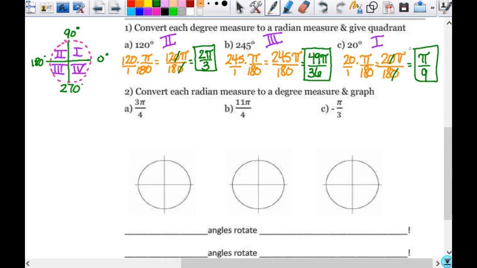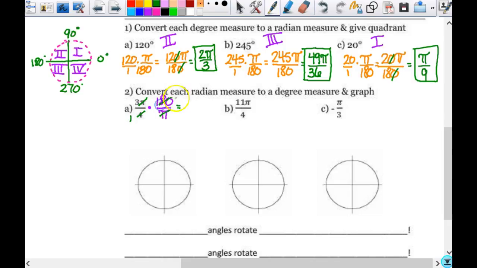Okay, so to convert this, 3 pi fourths, I'm converting it from radians to degrees. So now I'm multiplying by 180 over pi so that the pi's will cancel out, right? And then can I reduce some more before I multiply? Yeah, the 4 and the 180. To divide something by 4, it's easy. You divide it by 2 and divide it by 2 again. So what's 180 divided by 2? 90. And 90 divided by 2 is 45. So it does go in there evenly.